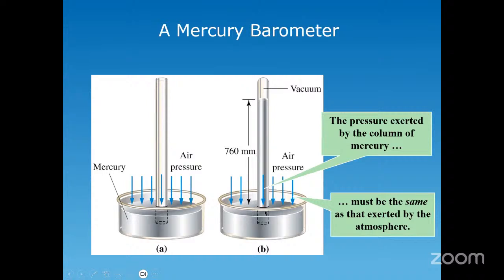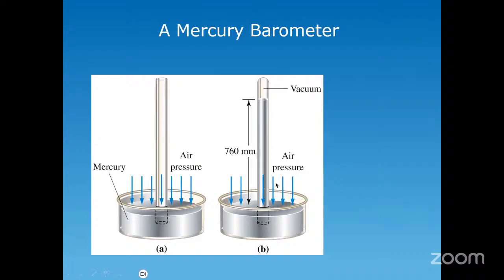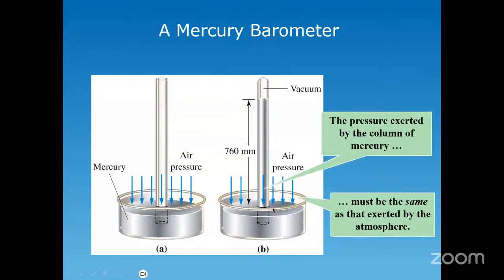So therefore, we can use the height of the mercury column as a measure of the atmospheric pressure, because if the atmospheric pressure here increases, it pushes up the mercury inside the tube, right? So therefore, we can use the height of the mercury level inside the tube as a measure of the pressure exerted on the surface outside the tube. So that's basically the mercury barometer, which is used to measure the atmospheric pressure, all right?